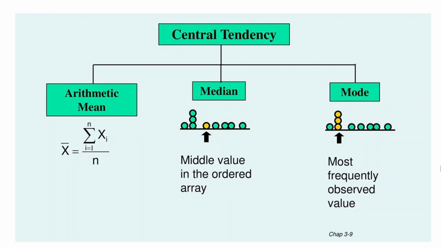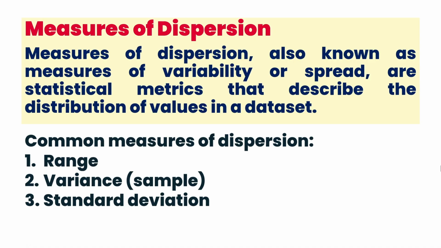So knowing the center of our data is useful, but it's only half the picture. Two sets of measurements can have the same average, yet behave very differently. To really understand data, we also need to look at how spread out the values are. That's what dispersion tells us. So the next part of this lesson is all about measures of dispersion.